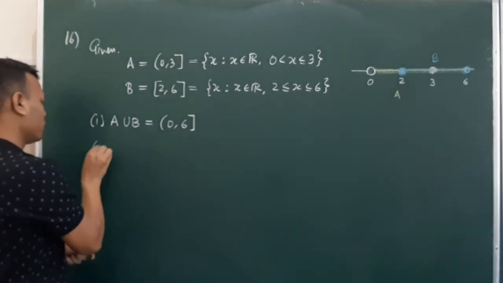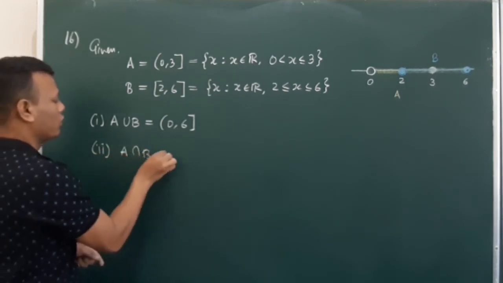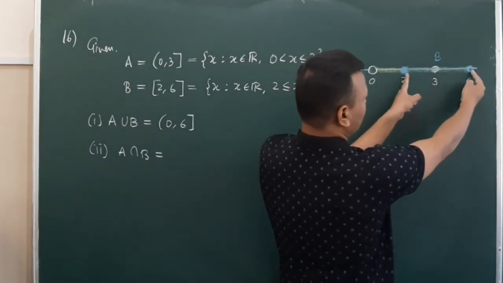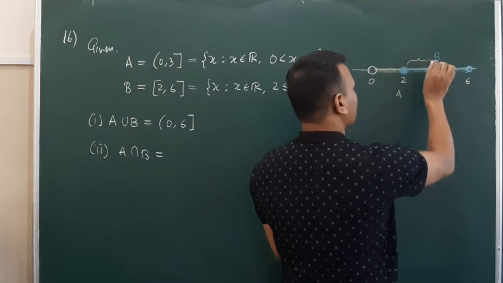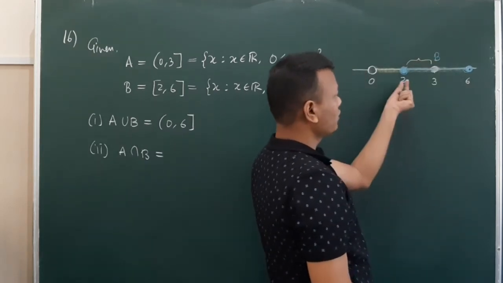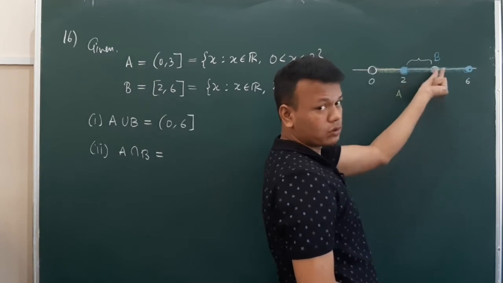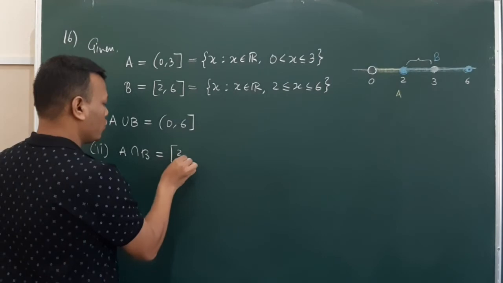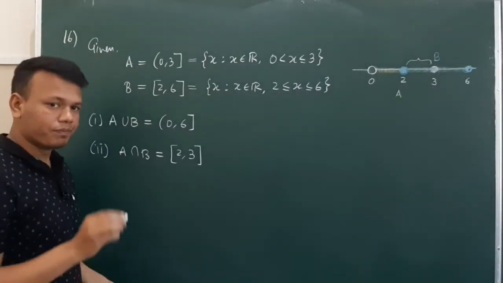Okay, so number 2 is A intersection B, the common part. This is my set A, this is my set B, and what is common between them? The common part is only this much, isn't it? This is 2 to 3, and since 2 is included and 3 is also included, it will be a closed interval. So closed interval [2, 3] will be your A intersection B.